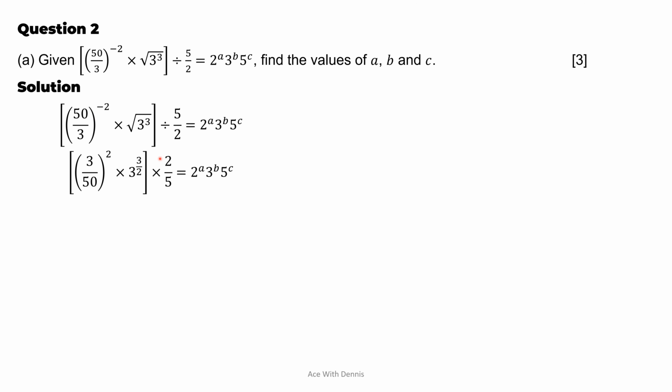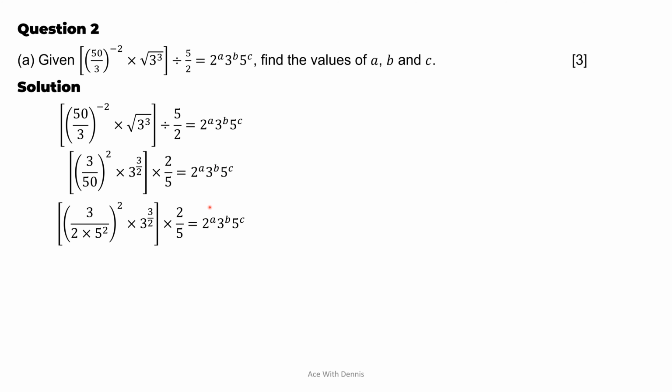The first thing we do is take care of the negative power here. We get 3 over 50 squared, because the negative becomes positive, we change it to the reciprocal form. For the square root here, we change the power to a fractional power, so it becomes 3 to the power of 3 over 2. Then the division we change to times, so that the fraction here becomes reciprocal. So this is the first thing we do.